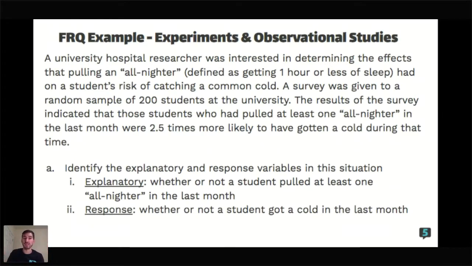And then the response variable that we're comparing is whether or not you got the cold. So that 2.5 times more likely isn't the variable being measured. The variable being measured is, did you get a cold or did you not get a cold? And they're probably comparing the percentage of students in each of those groups that did or didn't get a cold. Right?